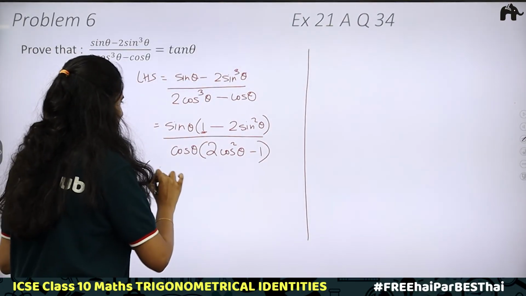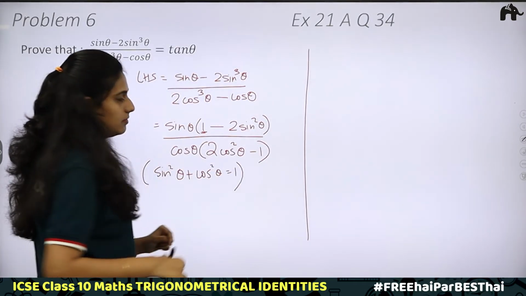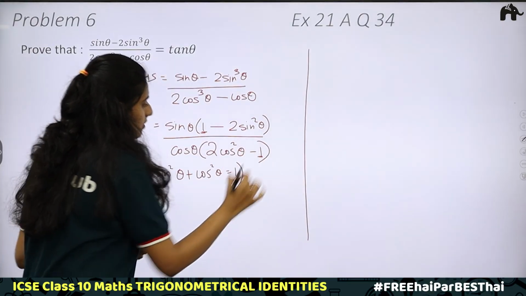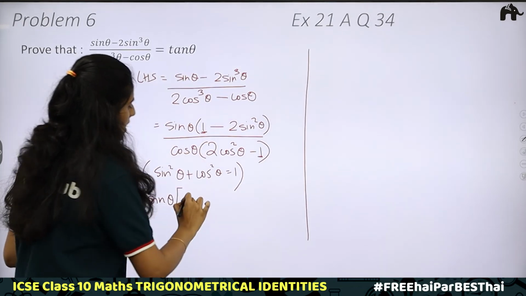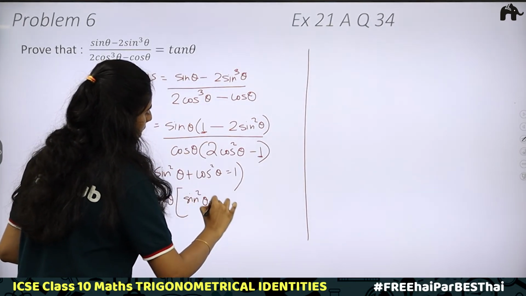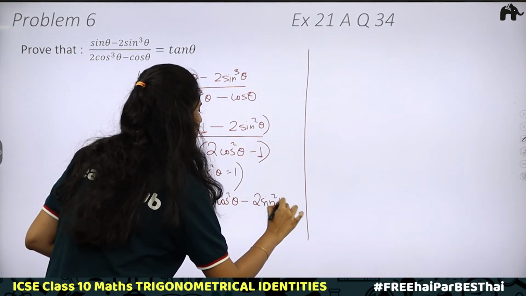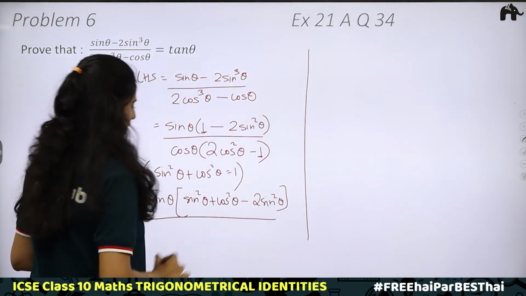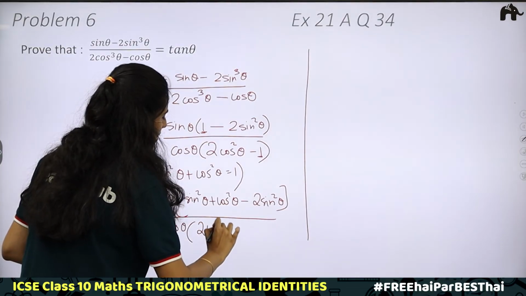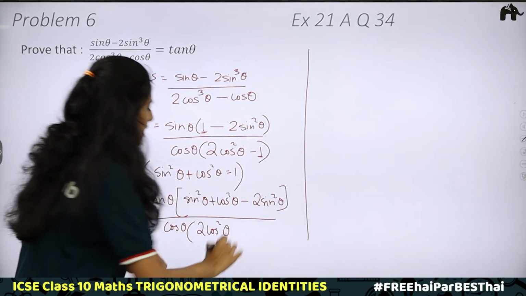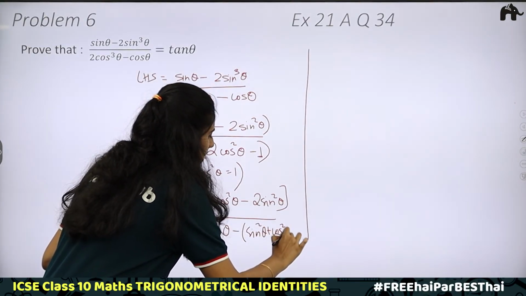Okay. We have an identity sin square theta plus cos square theta is equal to 1. So here and here we are going to substitute this. Then we get sin theta into sin square theta plus cos square theta minus 2 sin square theta, divided by the denominator cos theta into 2 cos square theta minus 1. In place of 1, substituting sin square theta plus cos square theta.